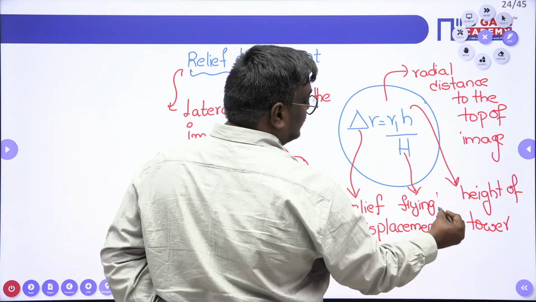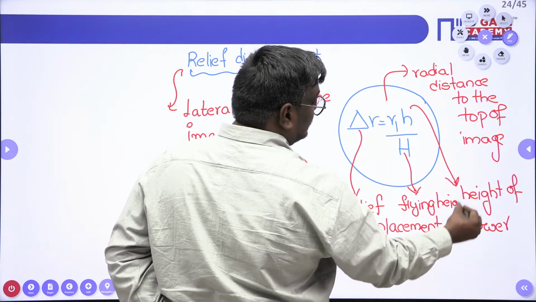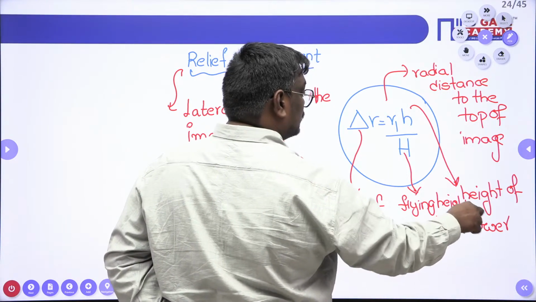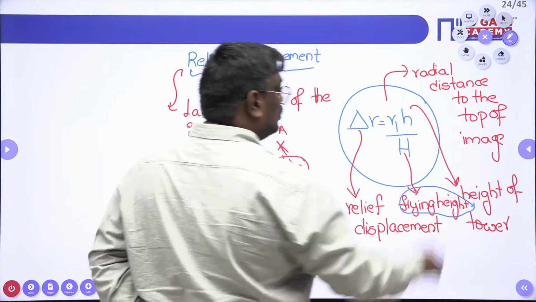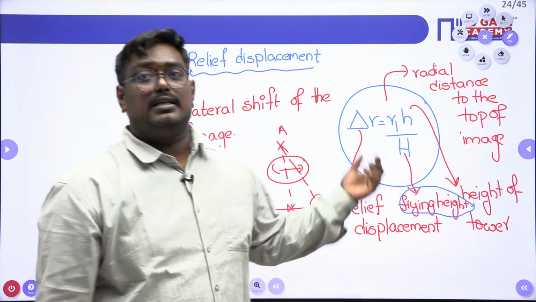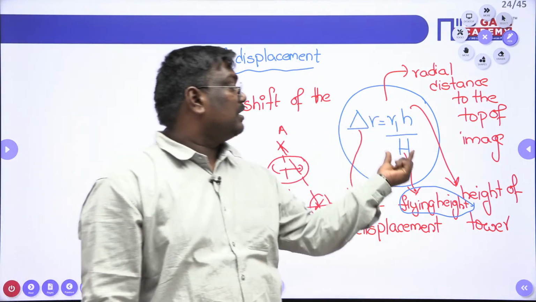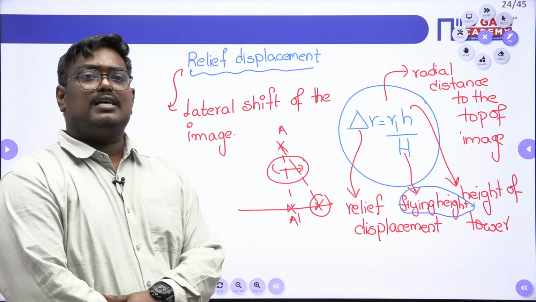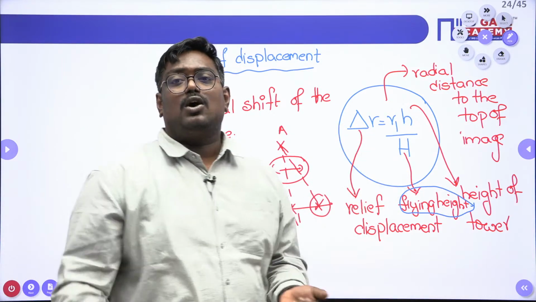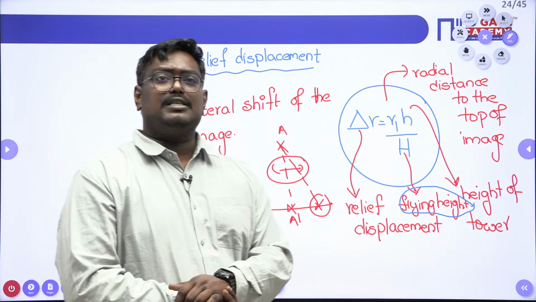So delta R is the relief displacement. I have told you all the parameters. Delta R is equal to r1 h upon capital H. Sir, here you can ask me, what is the application of delta R or relief displacement?